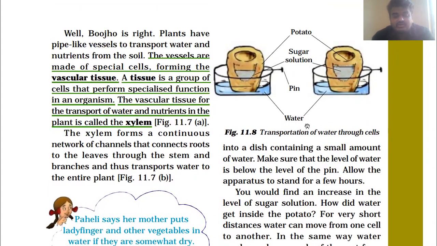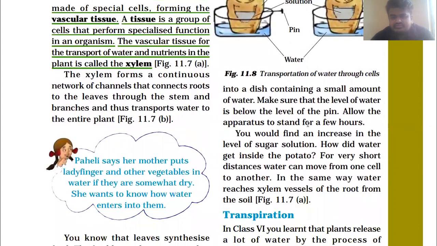Make sure that the level of water is below the level of the pin. Here you are already given that it is only a small amount of water. After that, allow the apparatus to stand for a few hours. Just keep the arrangement for a few hours. After that, you would find an increase in the level of sugar solution. So what is the reason? How did water get inside the potato?